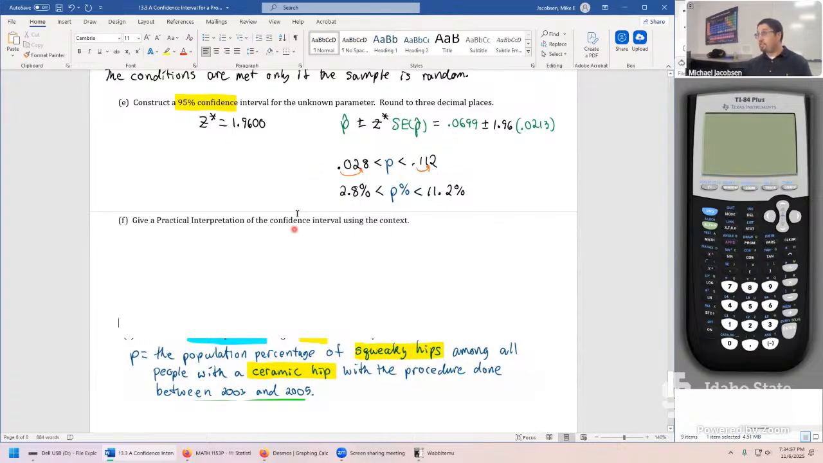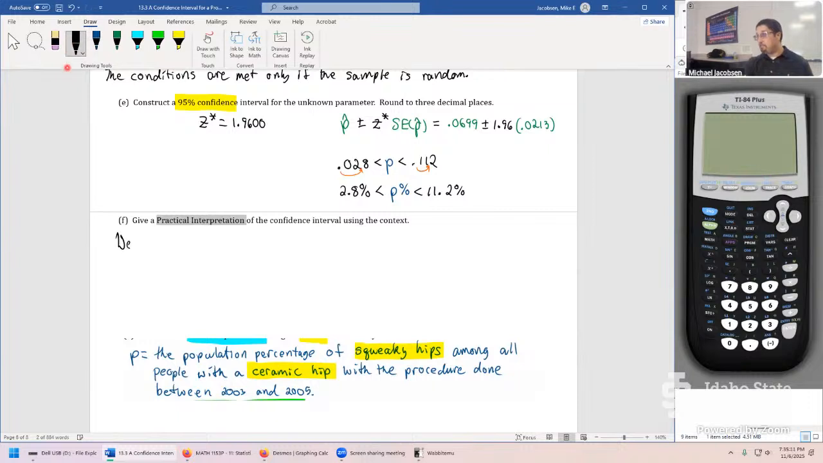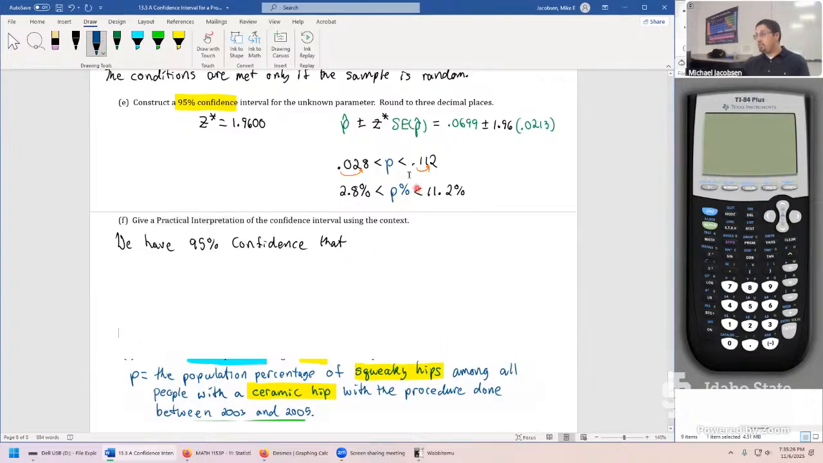So this is just an alternative way to give a conclusion. As far as that practical interpretation goes, we interpret the confidence interval by first starting with the level of confidence. We'll say we have 95% confidence that. Next step we take is just go back to the confidence interval and interpret this entire inequality.